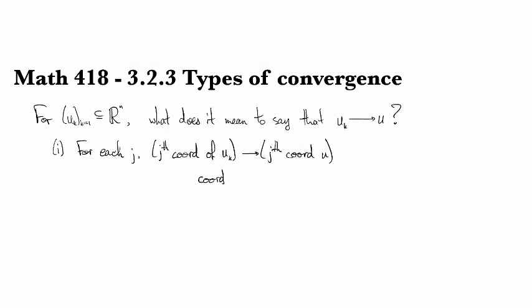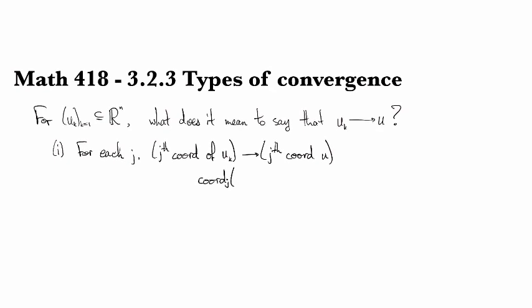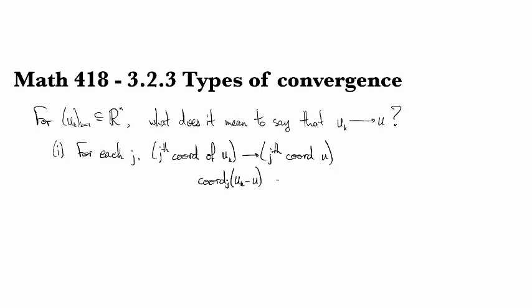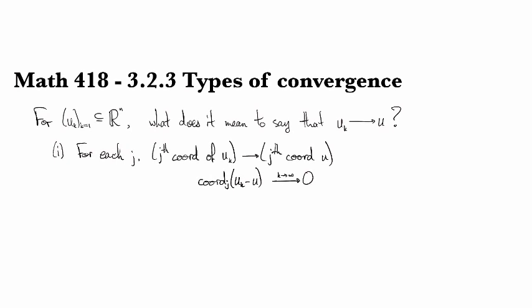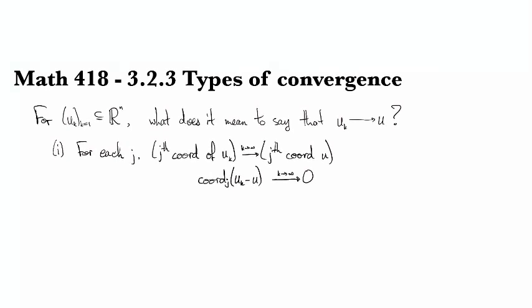All right, and so maybe in symbolic notation, I could use this notation right here to indicate the jth coordinate of a vector. So we'll say the jth coordinate of uk minus u is going to tend to 0 as k gets large. Okay, so what does that mean?